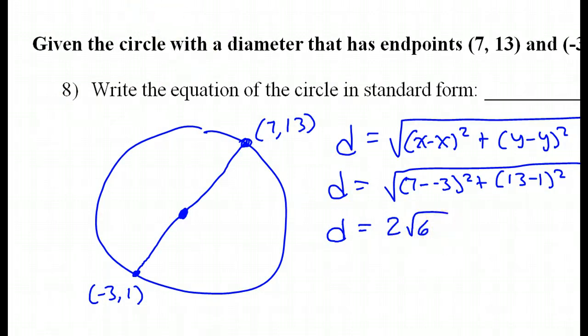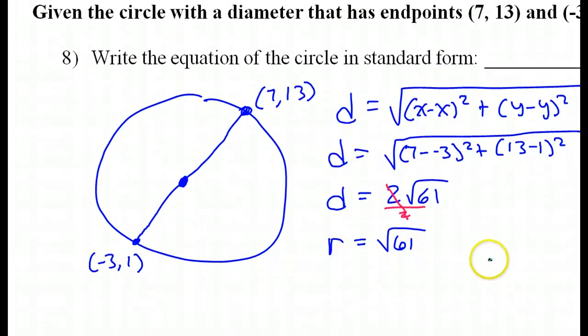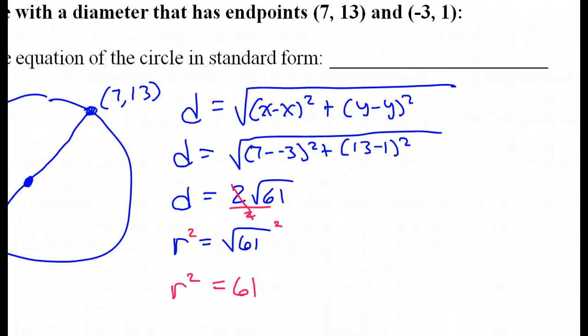So that's the diameter, 2 radical 61. Why did I put 66 while saying 61? I don't know. That's the diameter. That means the radius is going to be half of this, so the radius is just radical 61. Obviously I'm getting that by dividing by 2. For the equation, we need the radius squared, so the radius squared will just be 61, because squaring cancels out the radical. So in the final answer, we're going to have 61 at the end.